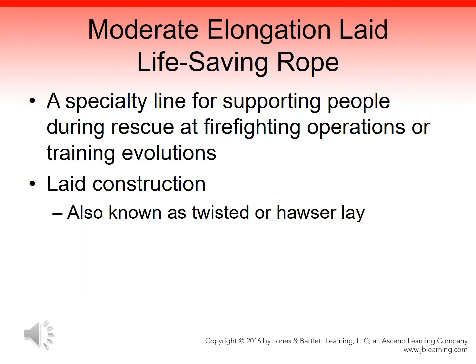Moderate elongation laid life-saving rope. A specialty line for supporting people during rescue at firefighting operations or training evolutions. Its laid construction, also known as twisted or hawser lay, as mentioned earlier. Remember the difference between moderate elongation laid life-saving rope and life safety rope: life safety rope, according to its NFPA definition, is also suitable for other rescue operations. Kind of a tricky play on words, but important to know the difference.